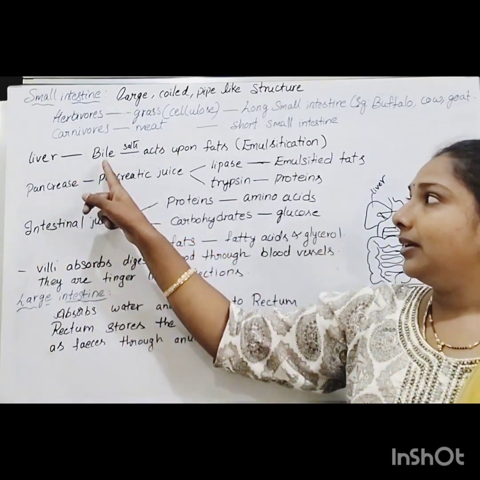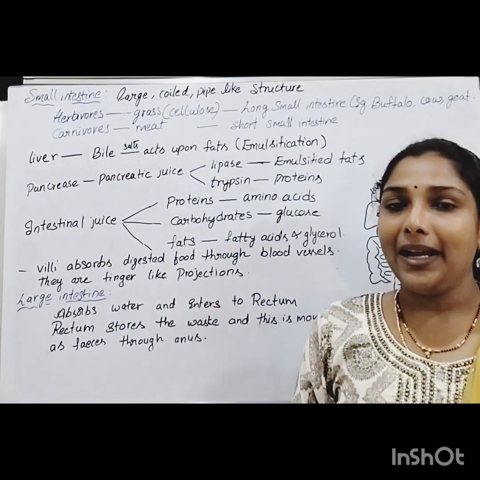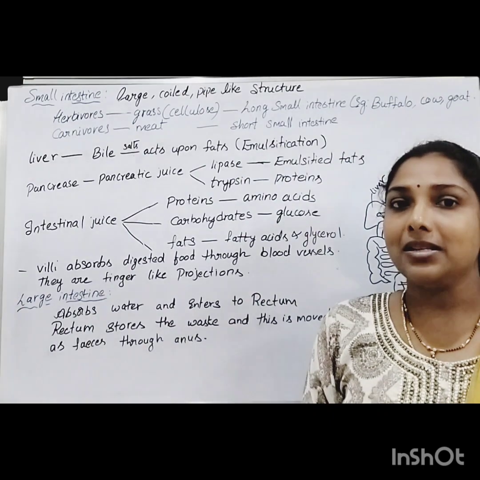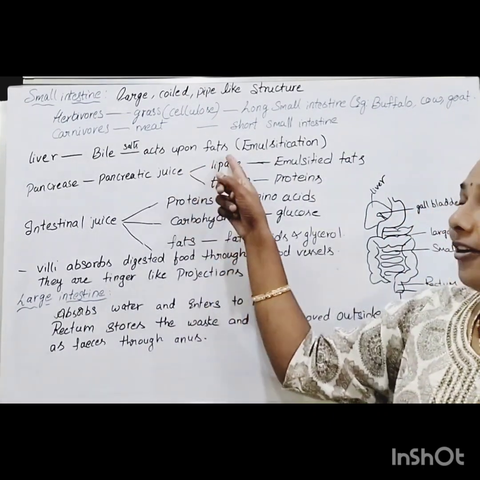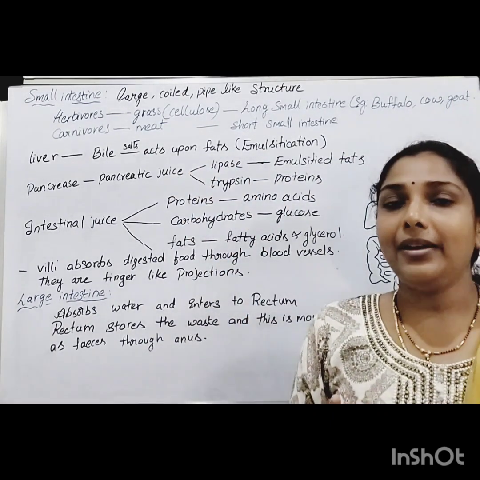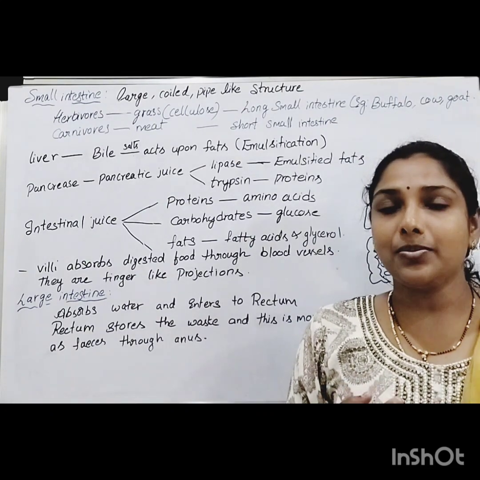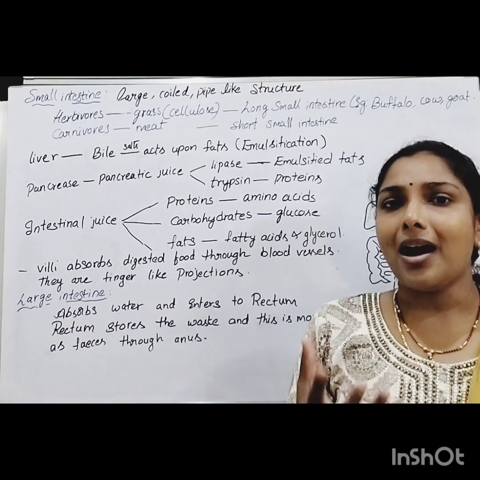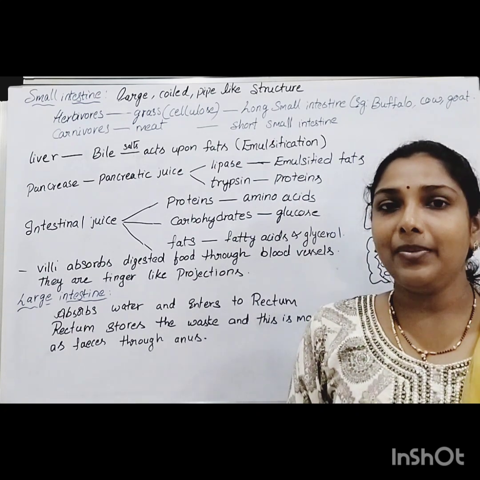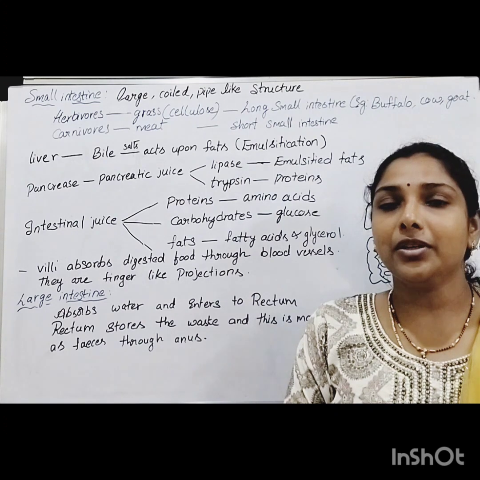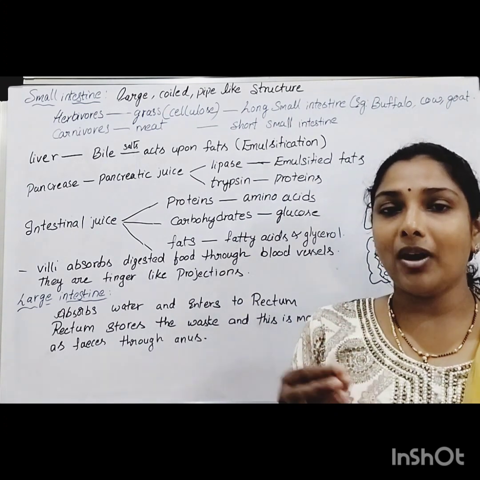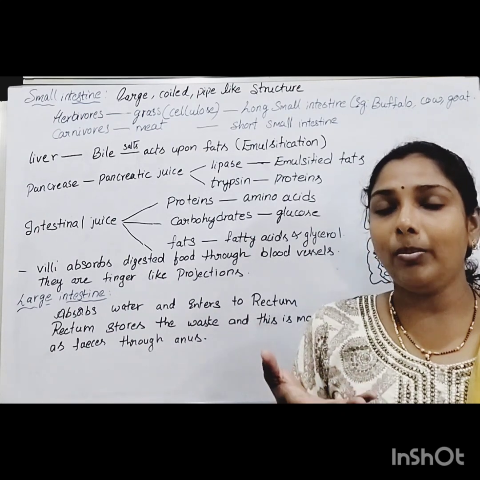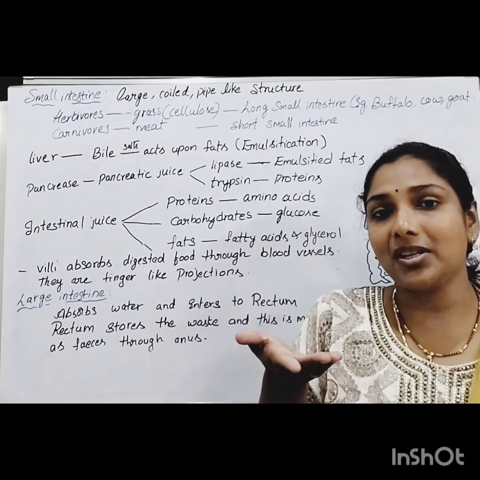The liver releases bile. Bile is a juice which consists of bile salts. These bile salts will act upon the fats. So when we consume complex molecules, in those complex molecules, the fats are in large globular molecules. That means if you take a glass of water and add some oil in that, you can see that large globular molecules will float on the water surface.